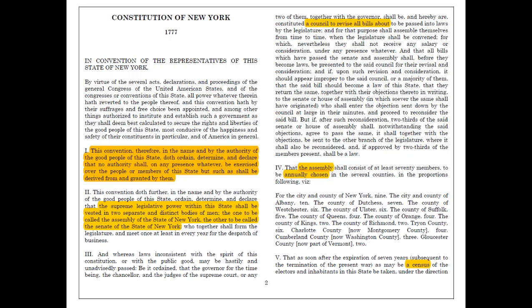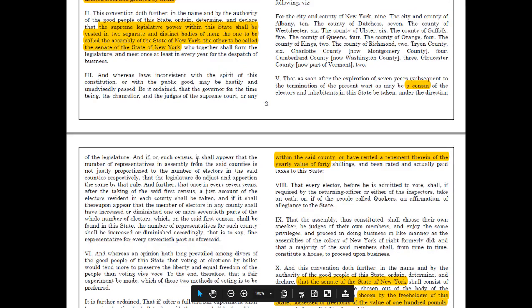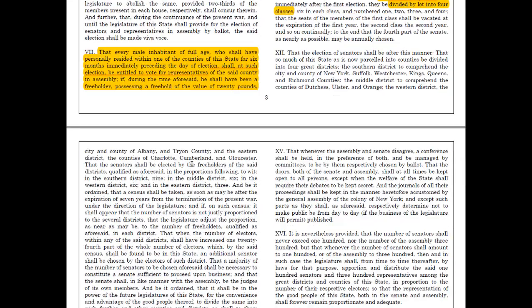And before we dig into the details of the legislature, just note then that you have to come all the way down.